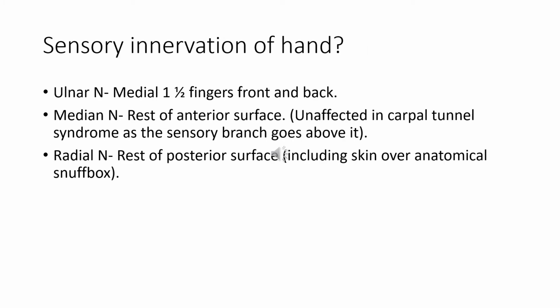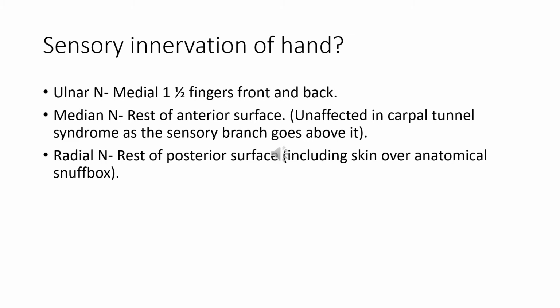What is the sensory innervation of the hand? Ulnar nerve innervates the medial 1.5 fingers, both on the front side and the back side. Rest of the anterior surface is innervated by the median nerve, while rest of the posterior surface is innervated by the radial nerve.